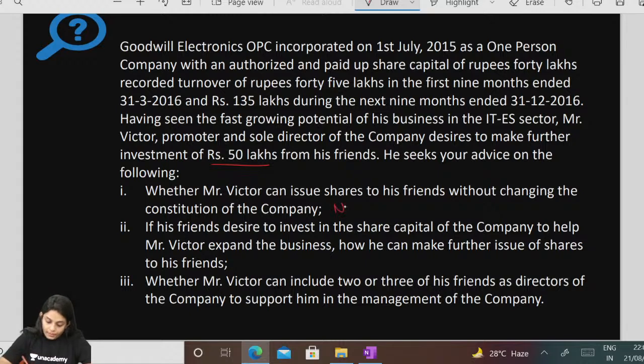No. If you want to take up more than one member, you have to convert either into a private or a public company. Correct. If his friends desire to invest in the share capital of the company to help Mr. Victor expand the business, how he can make further issue of shares to his friends? Earlier there was a restriction that you cannot convert for up to 2 years, but now that restriction is removed.